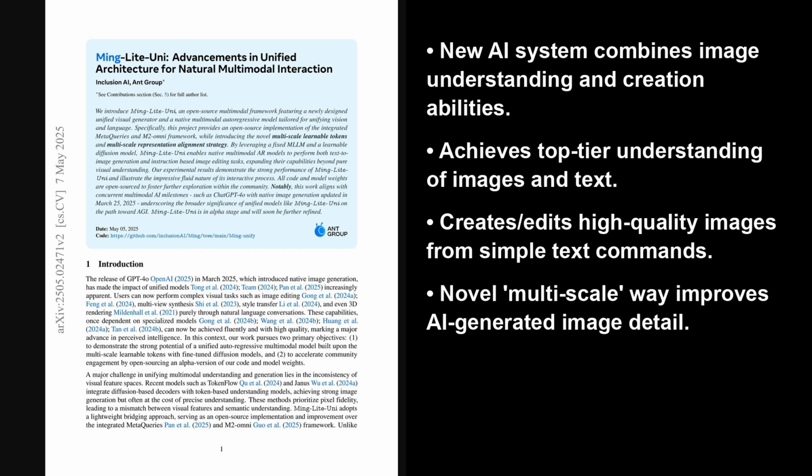This paper presents Ming-Lite-Uni, an open-source multimodal framework, a system handling images and text. It uses an autoregressive model, building content step by step, to unify vision and language tasks. This involves a fixed multimodal large language model, or MLLM, a language AI also processing images, and a learnable diffusion model, an AI for creating new high-quality images.